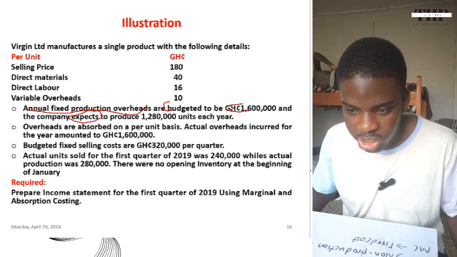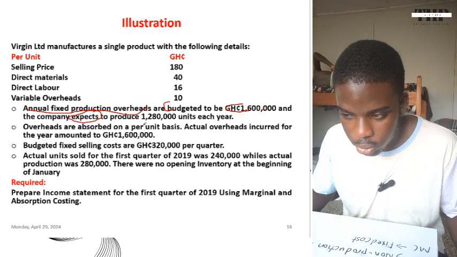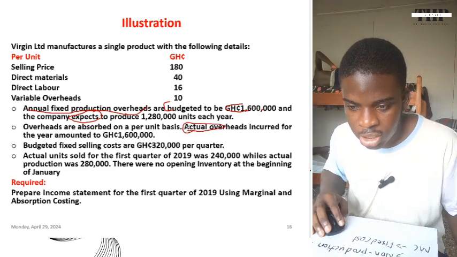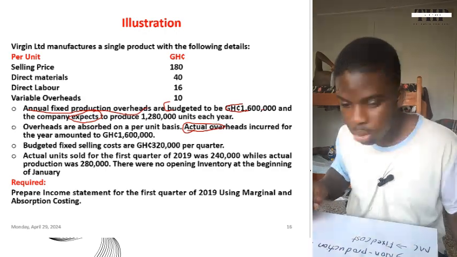Now look over here to the next point. Overheads are absorbed on a per unit basis. Then the actual overheads incurred are here.